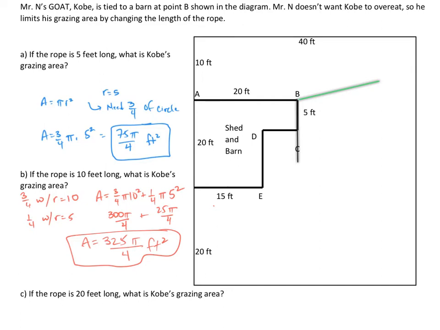So I will have this circular pattern, and it hits somewhere right there. We don't know yet. We can find that out in a little bit. Okay, then coming back to our situation, Kobe will be able to graze all of this in here.